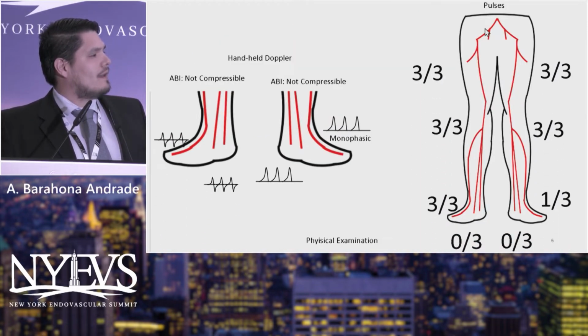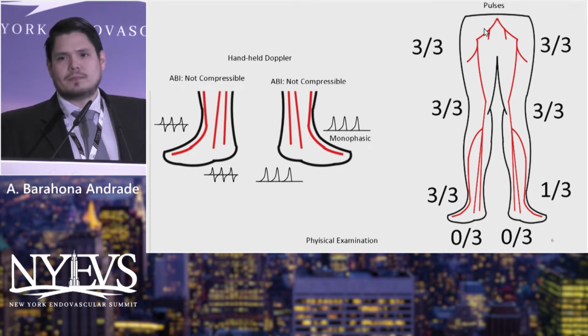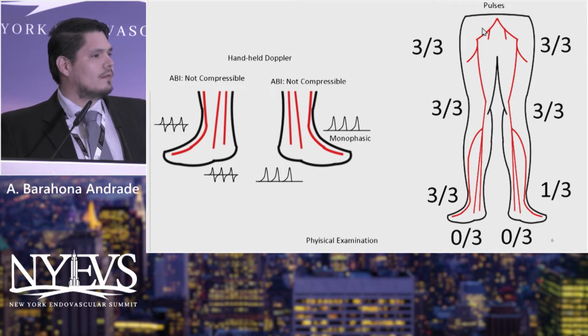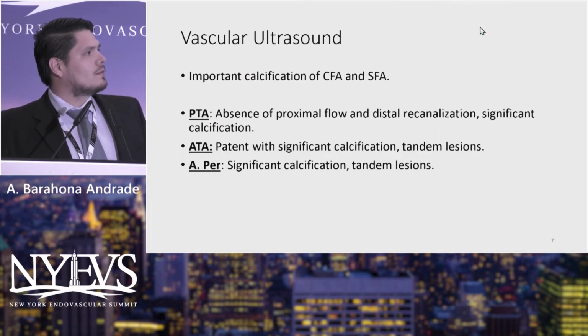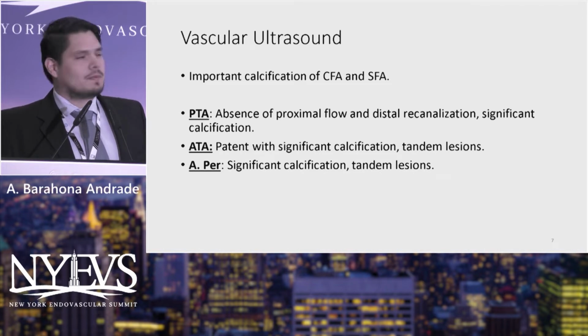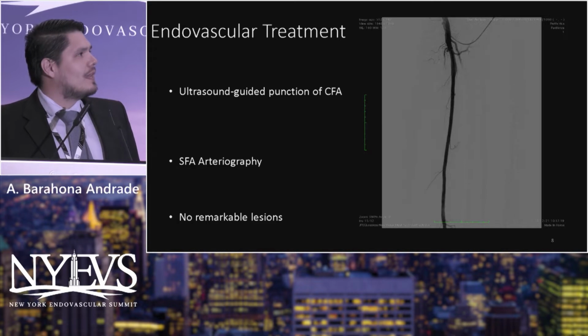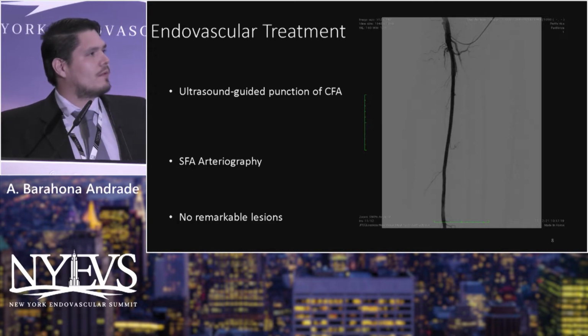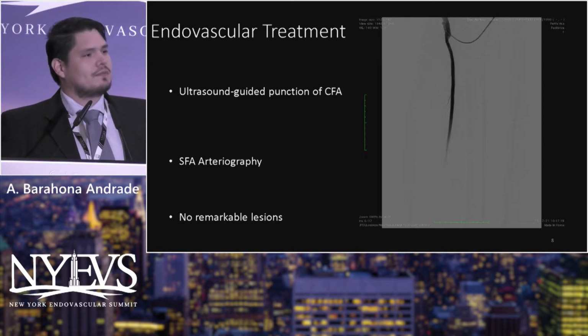In our vascular lab, at the physical exam, we found the clinical and typical findings of critical limb ischemia with monophasic Doppler signs and absence of distal pulses. On the vascular ultrasound, we found a very severe disease, but nothing specific. So we decided to take him to the cath lab, and we did an ultrasound-guided puncture of the left common femoral artery and advanced a 6 French sheath.